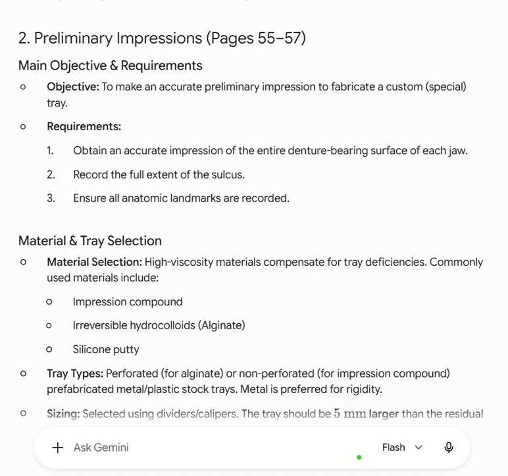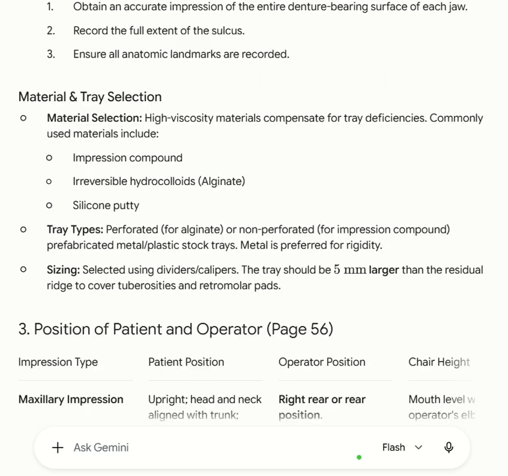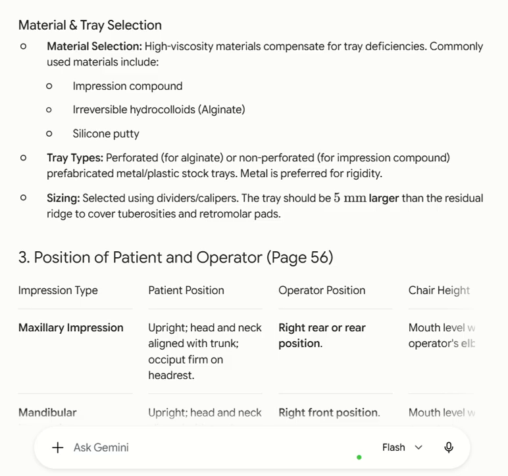Material and tray selection. Material selection: high viscosity materials compensate for tray deficiencies. Commonly used materials include impression compound, irreversible hydrocolloids (alginate), and silicone putty. Tray types: perforated for alginate or non-perforated for impression compound, prefabricated metal, or plastic stock trays. Metal is preferred for rigidity. Sizing: selected using dividers or calipers. The tray should be 5 mm larger than the residual ridge to cover tuberosities and retromolar pads.